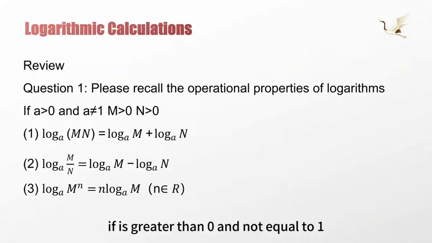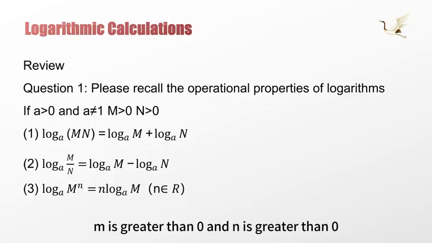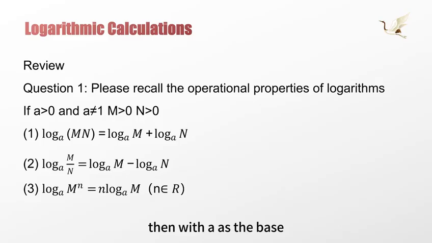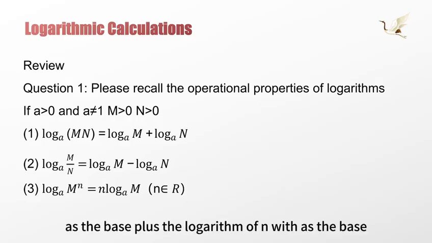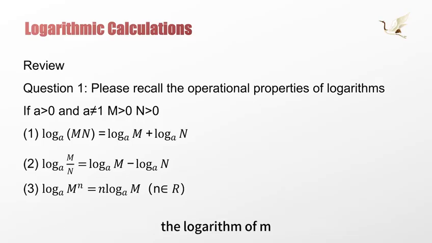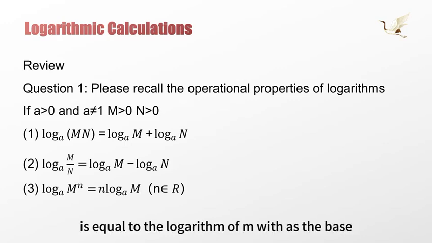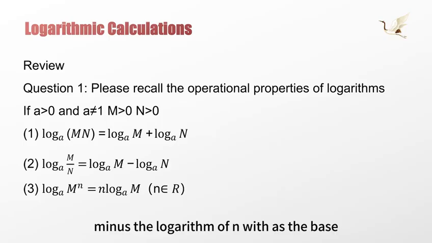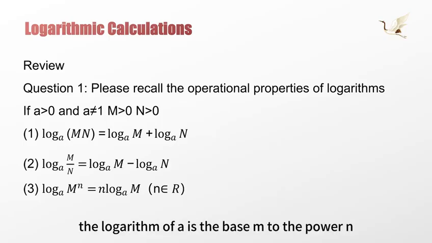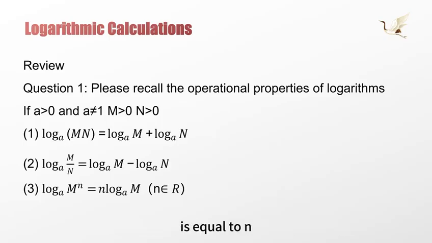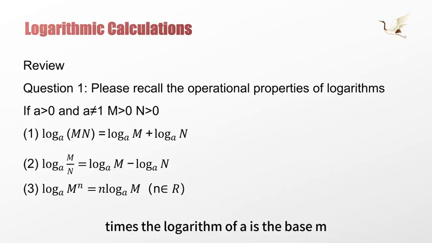If a is greater than 0 and not equal to 1, m is greater than 0, and n is greater than 0, then with a as the base, the logarithm of m multiplied by n is equal to the logarithm of m with a as the base plus the logarithm of n with a as the base. The logarithm of m divided by n with a as the base is equal to the logarithm of m with a as the base minus the logarithm of n with a as the base. The logarithm of m to the power n with a as the base is equal to n times the logarithm of m with a as the base.